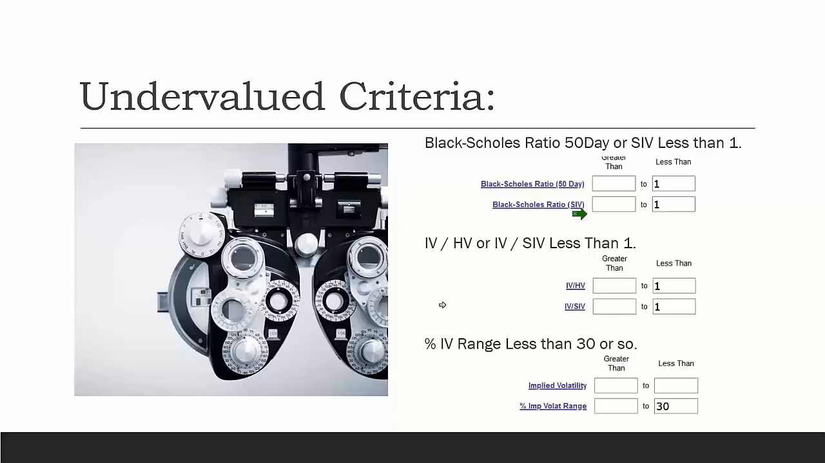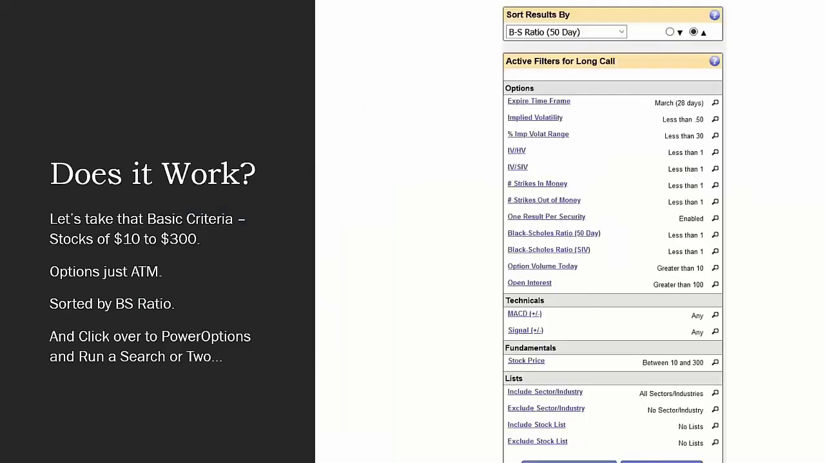If I'm going 90 days out, I'm probably just focusing on the Black-Scholes ratio 50-day, IV over HV. But if I'm shorter term, I'm using all 4, Black-Scholes ratio SIV and the IV over SIV. And the starting point is less than 1 to look for undervalued options. And I'm also going to look for a percent implied volatility range of less than 30%, if this is my goal. Okay? Now, does it work?